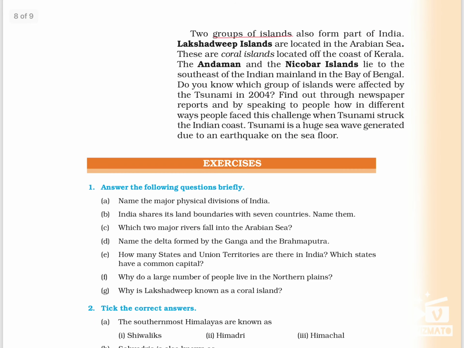Next we have the groups of islands. We have two groups of islands. The Lakshadweep Islands are located in the Arabian Sea. These are coral islands located off the coast of Kerala. Next we have the Andaman and Nicobar Islands, which lie to the southeast of the Indian mainland in the Bay of Bengal. These are the islands affected by the tsunami in 2004. What is a tsunami? A tsunami is a huge sea wave generated due to an earthquake in the sea floor.